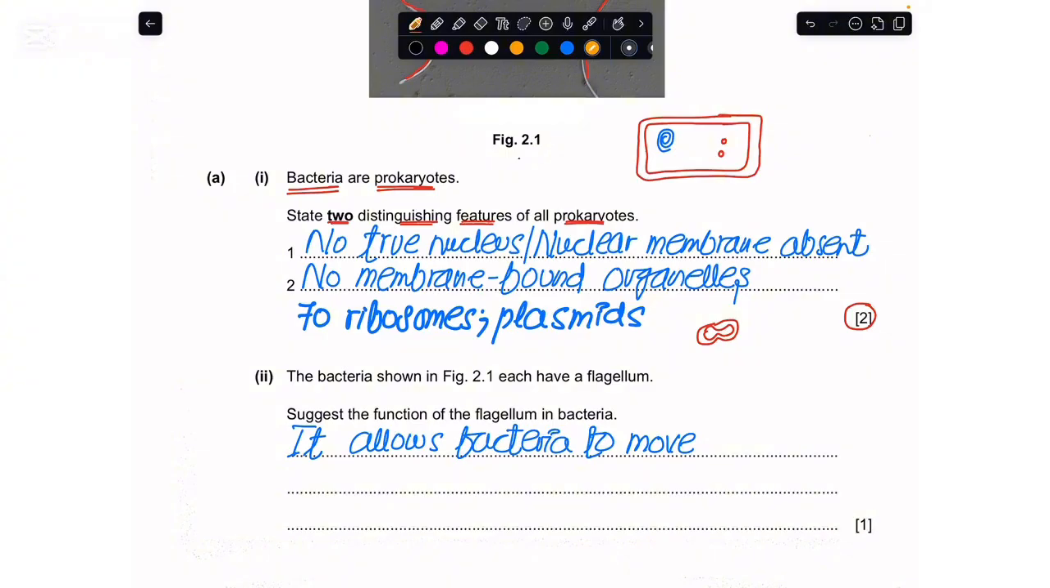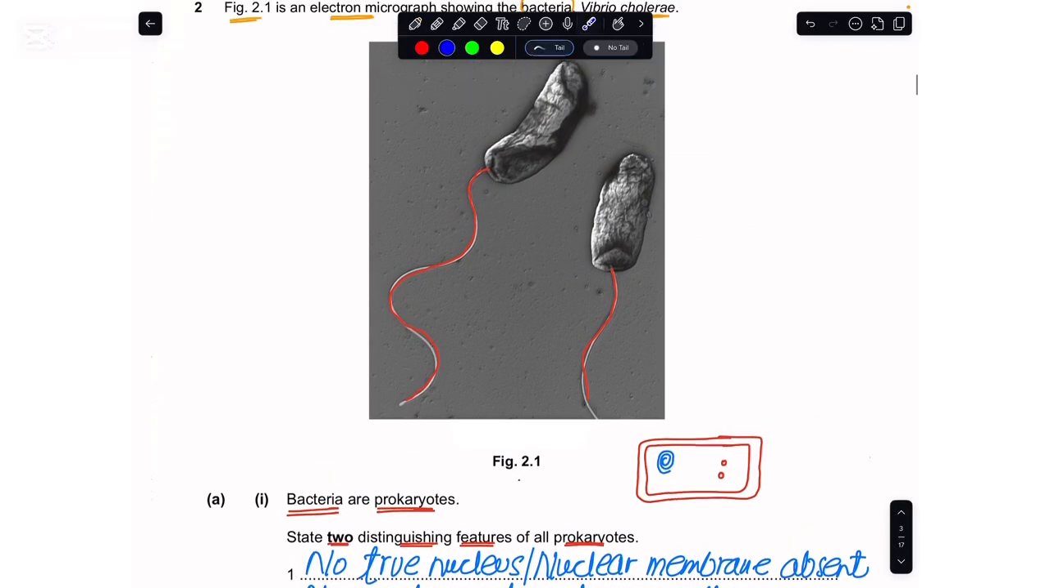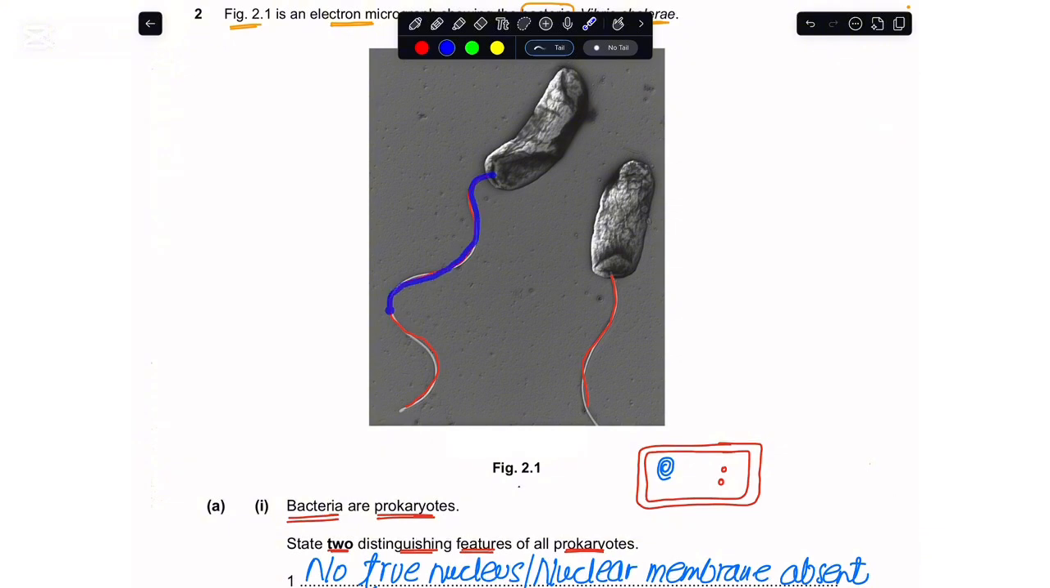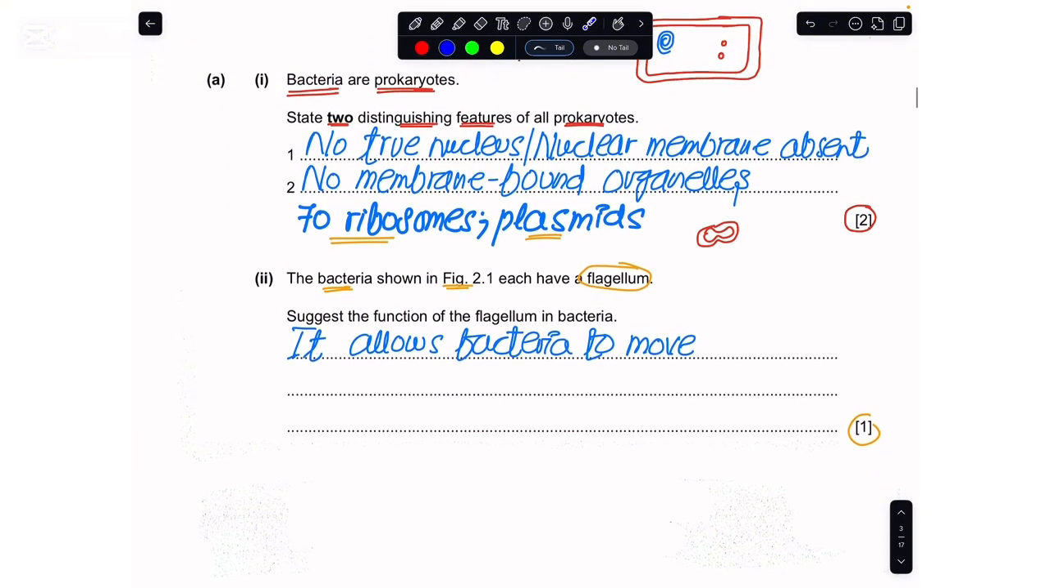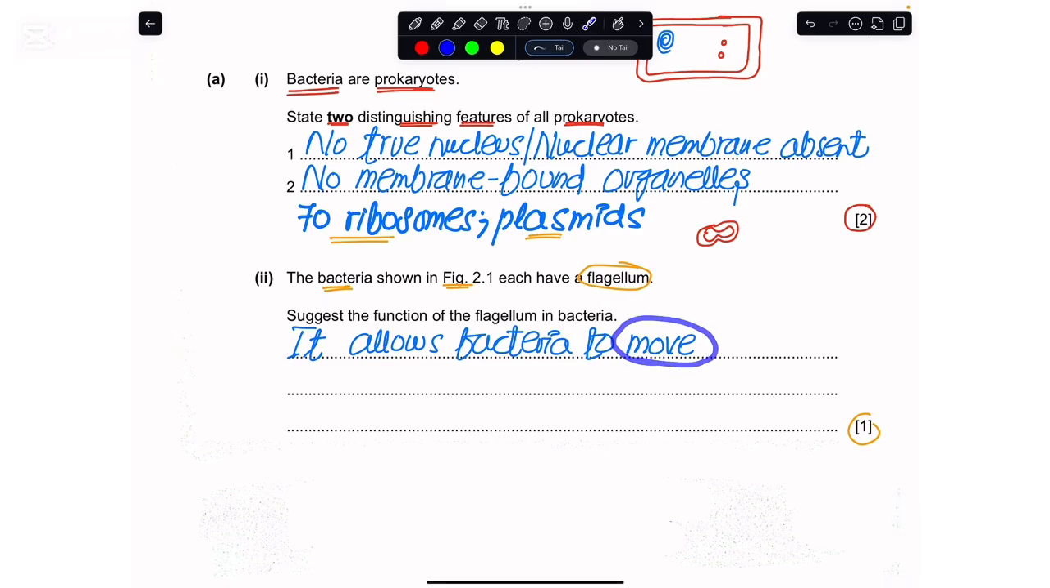Among the other alternative points, if you forget any of these two, you could write the presence of 70S ribosomes and the presence of plasmids in place of these two. For 1 mark, they ask about the bacteria shown in figure 2.1, which have the flagellum. As I highlighted earlier, this was their flagellum, and this flagellum provides the bacteria an ability to move or to swim.